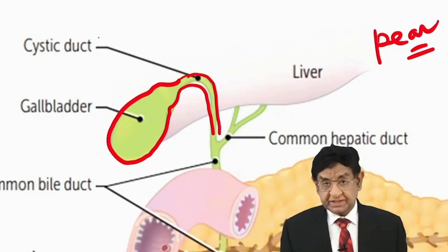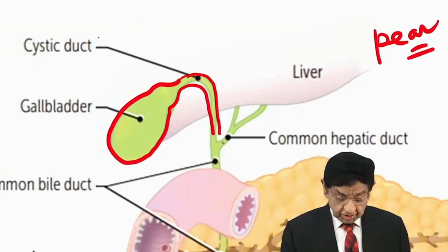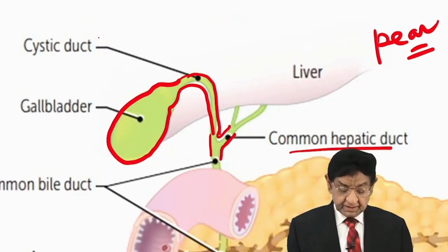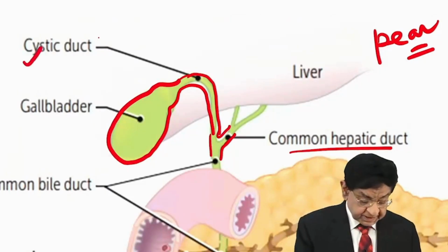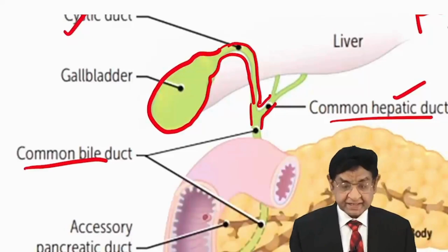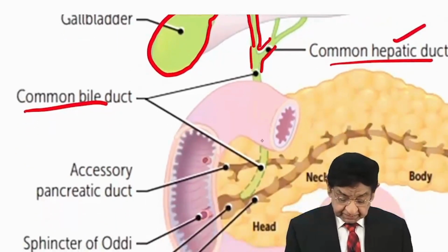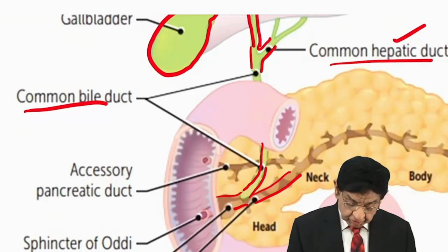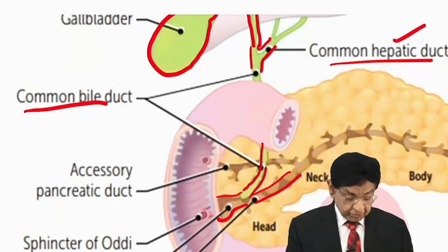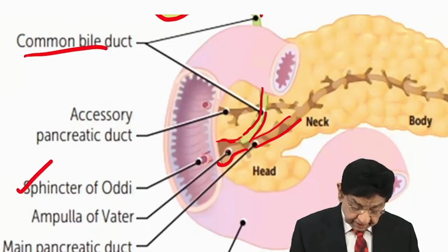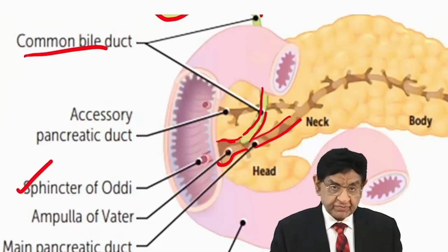The cystic duct combines with the duct which is coming from the liver, the so-called common hepatic duct. Once the cystic duct and the hepatic duct unite, they make the common bile duct. This common bile duct unites with the pancreatic duct, and finally this duct opens into the sphincter of Oddi. There is an ampulla of Vater, and that opens into the sphincter of Oddi.